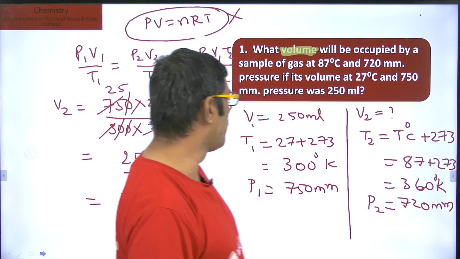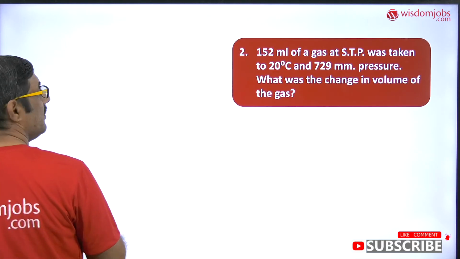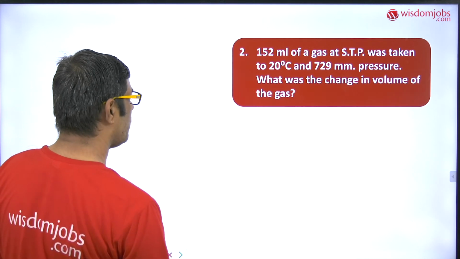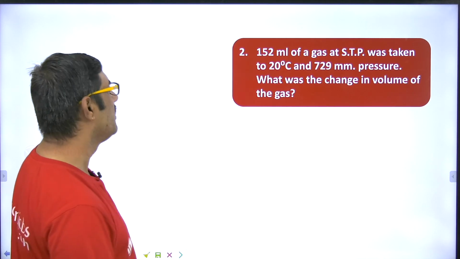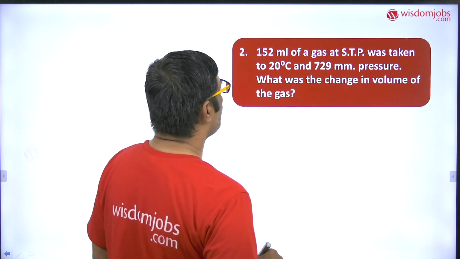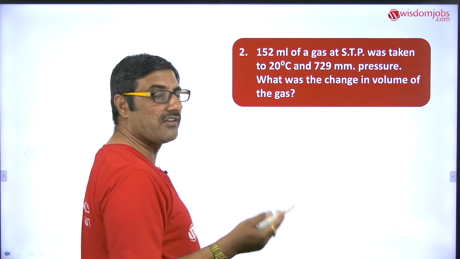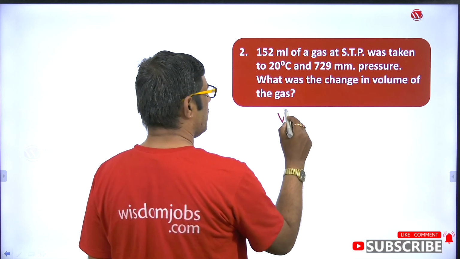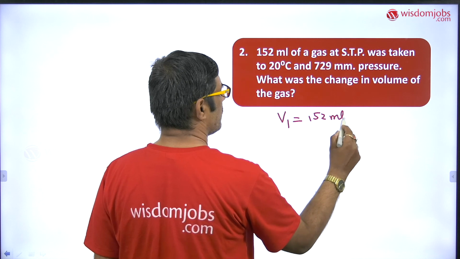So let us work out one more problem based on the same concept. 152 ml of a gas at STP was taken to 20 degrees and 729 mm pressure. What was the change in the volume of the gas? Okay, now let us jot down the conditions. So 152 ml of gas at STP. What is STP? Standard temperature and pressure. So V1 is given to be how much? V1 is 152 ml.